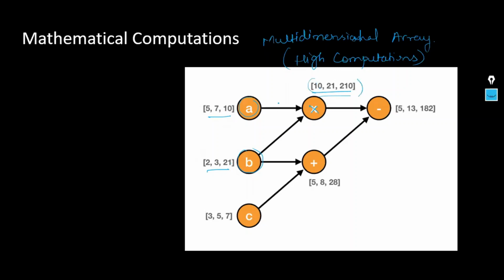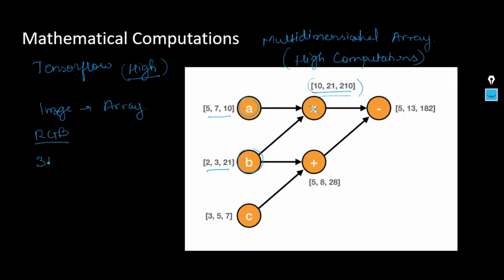So this way we have many computations, but in the TensorFlow case, it is a much higher computation because it is arranging an image into an array. An image also has RGB, right? Three-dimensional. So when it comes to arrays, it is not simple, and it's actually tensors which handle it. So that's why we are using TensorFlow.